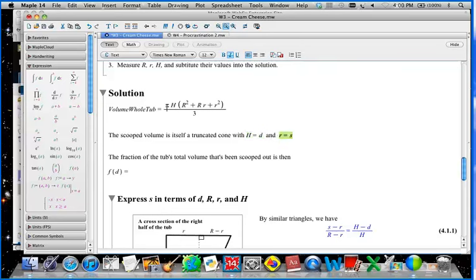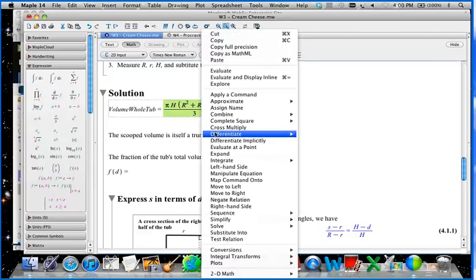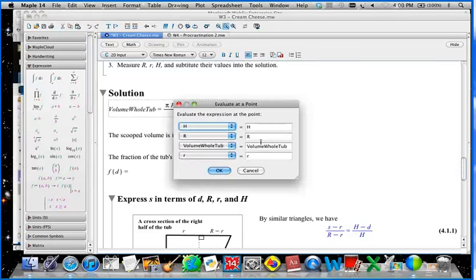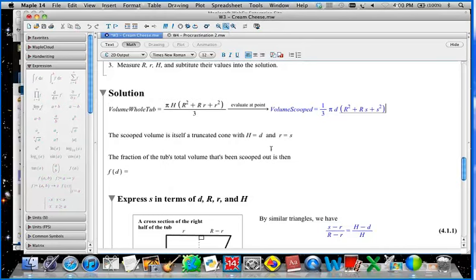Let's do that. Let's highlight this, and let's evaluate it at those things. Let's call this volume scooped. And we said big H was going to be d, and we said little r was going to be s. Okay, and so Maple has made those substitutions for us, just like that. And now the fraction of the tub's total volume we scooped is just going to be this divided by the original volume. And that's easy to do in Maple.